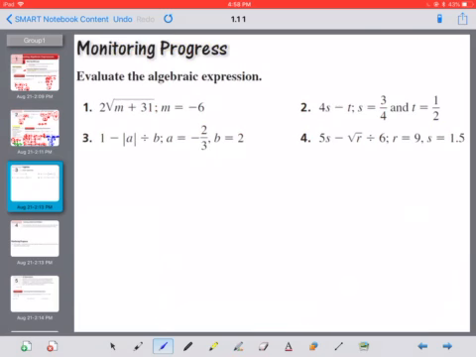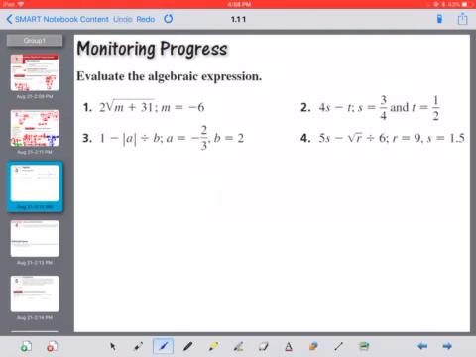If you'd like, go ahead and pause, give yourself a second, and try these 4 problems. They give you the equation, and then the semicolon, and then they tell you what to plug in for the letters. And that's all you have to do. So push pause right here and give it a go. All right, now let's see if you got these correct.